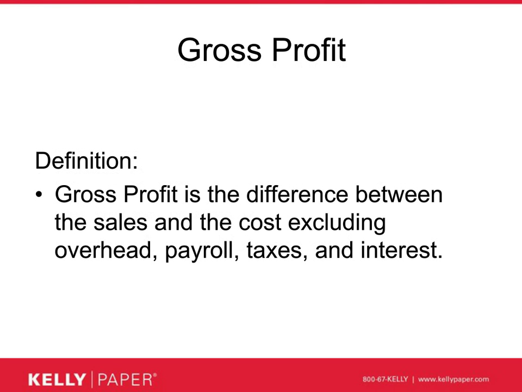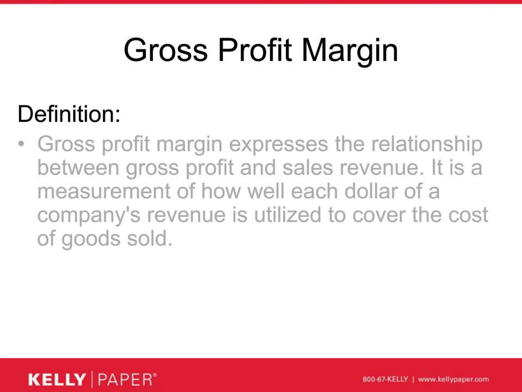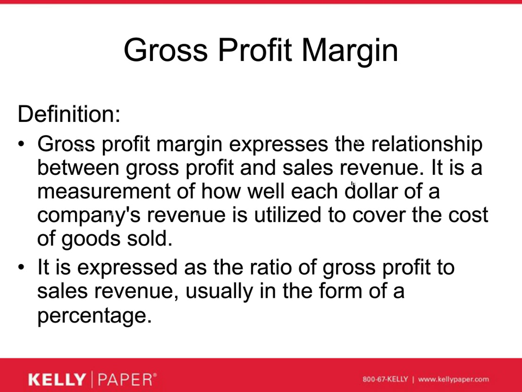So what is gross profit? Gross profit is the difference between sales and cost, excluding overhead, payroll, taxes, and interest. What is the difference between gross profit and gross profit margin? Gross profit margin expresses the relationship between gross profit and sales revenue. It is a measurement of how well each dollar of the company's revenue is utilized to cover the cost of goods sold. It is expressed as a ratio of gross profit to sales revenue, usually in the form of a percentage.